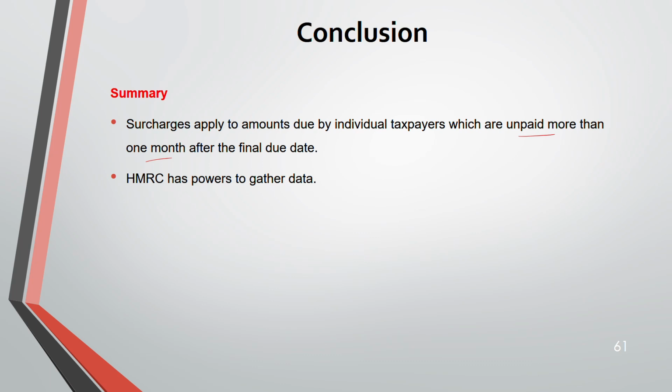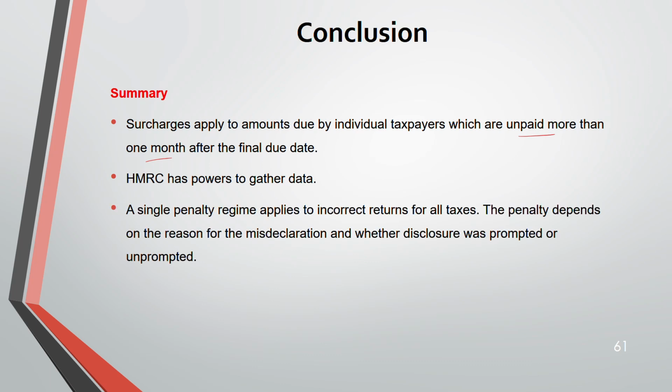HMRC has the power to gather data. Then there is a single penalty for all incorrect returns. This penalty depends on the reason for misdeclaration. That means the behavior of the taxpayer, whether they are careless, whether they deliberately did it, and whether the disclosure was prompted or unprompted. If it's prompted, penalties are more; if unprompted, penalties are less. That table will help you.